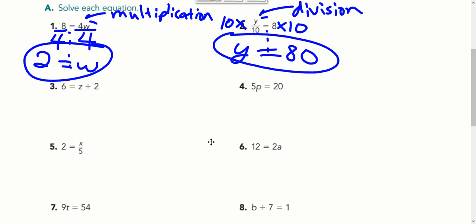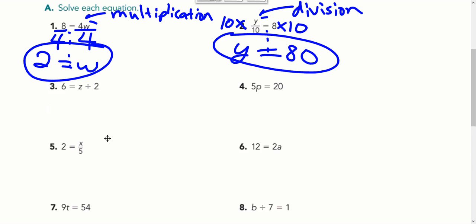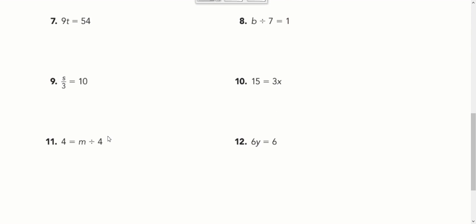All right? And so here's the rest of your worksheet. Go ahead and work on it like that. Remember what's happening to the variable, and then undo that by doing that operation to both sides, and then get your variable by itself. And then that'll give you your answer.